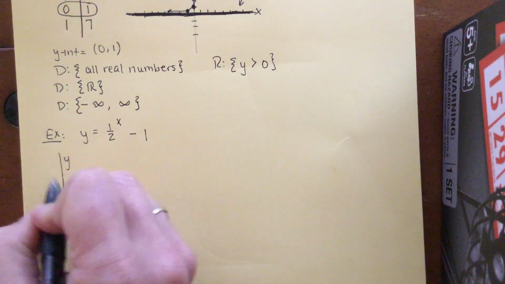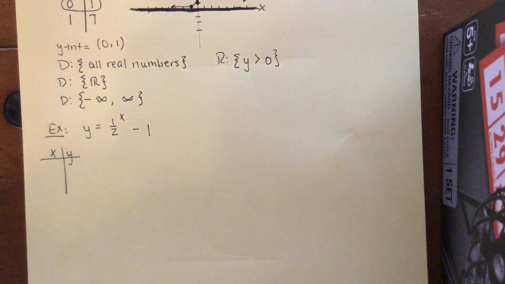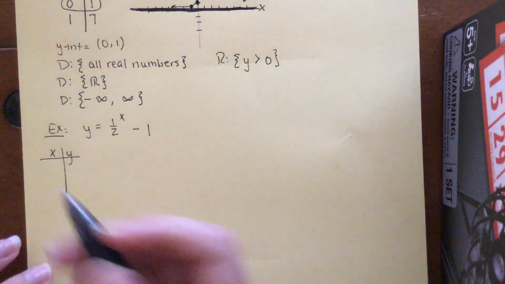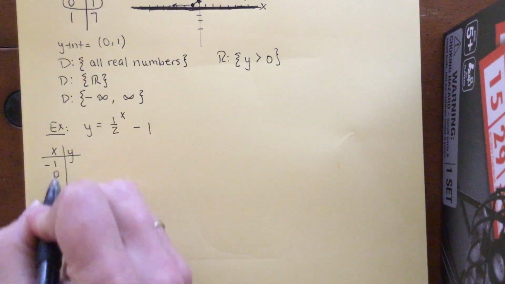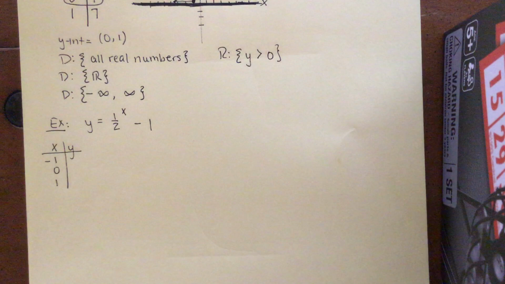So I'm going to make a table of values. And again, pick a negative, a 0, and a positive number. My students always decide we're going to continue with -1, 0, and 1. It's easy to remember, so you don't have to think about other numbers.